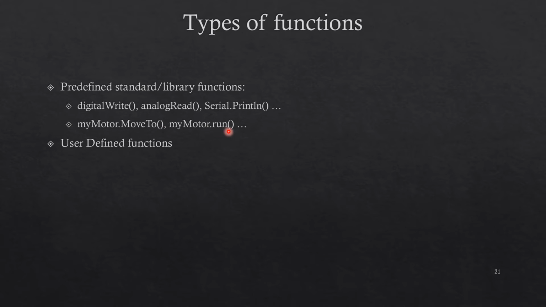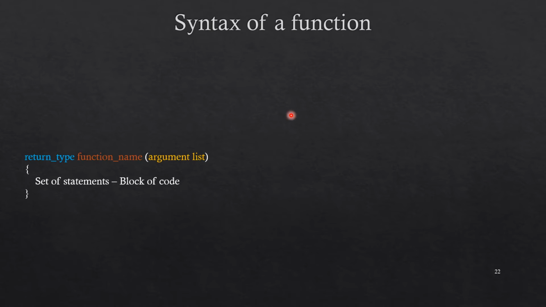Now those are functions, and inside those functions there are a set of instructions which will eventually do the action for you. Also, another type of the function is the user-defined functions, which you can make yourself. You would add the function after the loop, but you need to add the definition of that function before the setup. Now, the syntax of a function is first you start with the return type.